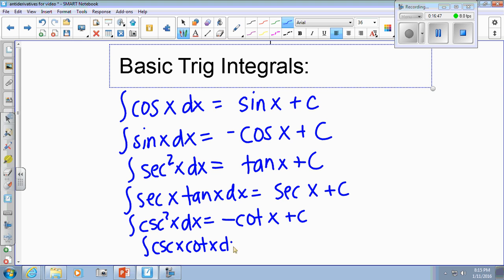And the function that gives you that answer as a derivative would be cosecant. However, we're going to need a negative because, again, the derivative of cosecant is really negative cosecant cotangent. So since the negative is not with the integral, you have to put it to the other side of the equation. These are integrals you're going to need to memorize.